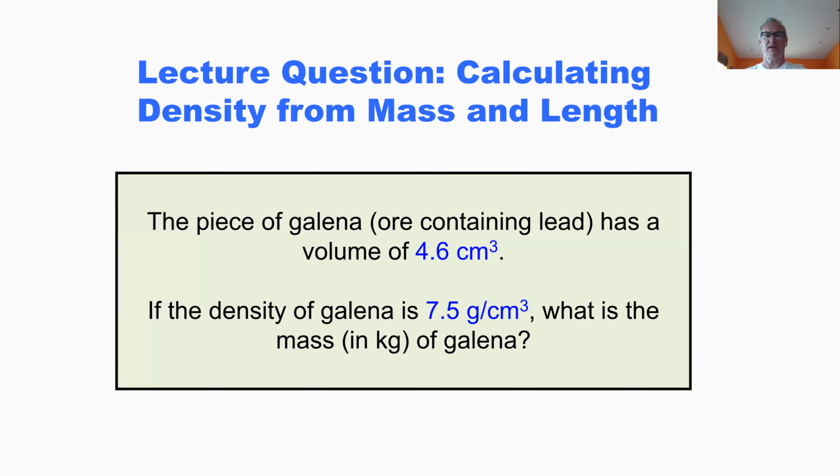So, quick question here. You guys can work on this super quickly. Galena is actually an ore, which is basically a rock that contains lead. It has a volume of 4.6 cubic centimeters. Now, the density of galena is 7.5 grams per cubic centimeter. What is the mass of that piece of lead ore, or galena, in kilograms? I'll give you 3 minutes to work on it, and then we'll come back.